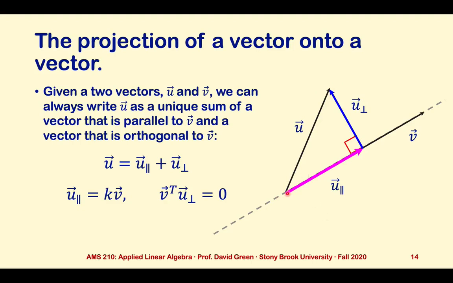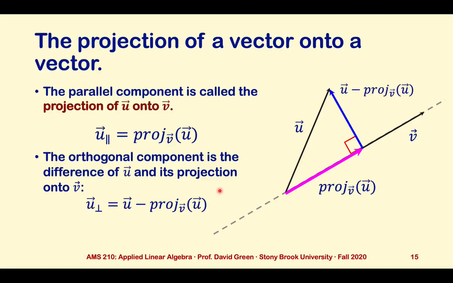It's unique because if we took any different length of the parallel piece, we would not have an orthogonal connecting piece to give us u. So we can write this as u is broken down into a parallel component plus an orthogonal component. Of course, the parallel component must be some scalar multiple of v. That's what it means to be parallel. And the dot product of v and the orthogonal component must be 0, which is what it means to be orthogonal.